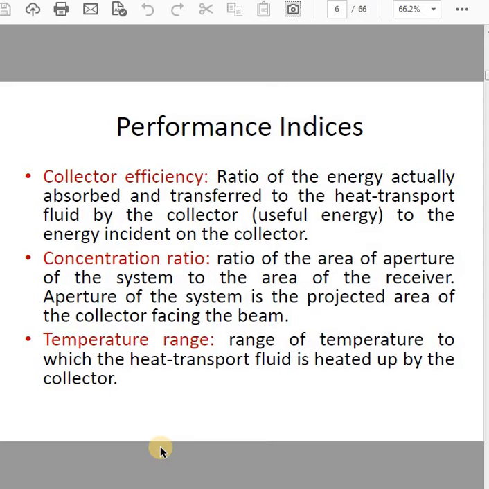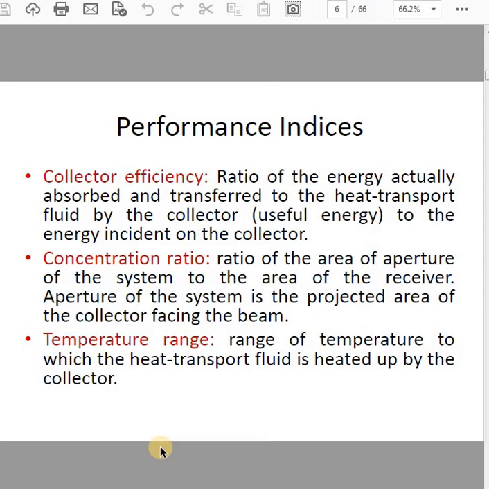The performance indices of collectors are collector efficiency, collector concentration ratio, and temperature range. So you need to check these for the selection of any collector. First you need to check how efficient the collector is, that is the ratio of the energy actually absorbed and transferred to the heat transport fluid by the collector to the energy incident on the collector.